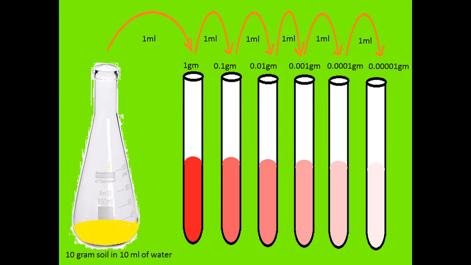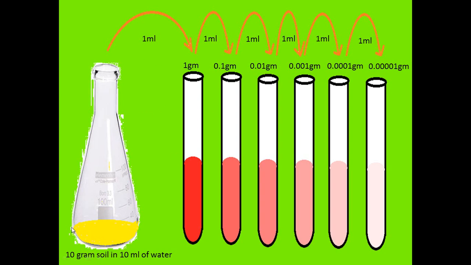So in the serial dilutions you will be taking a conical flask and a series of test tubes. What you do is that from the conical flask you will transfer 1 ml of the sample to the first test tube, and from the first test tube we will transfer into the second test tube, and from the second test tube we will transfer to the third test tube, and so on. So this is the procedure for the serial dilution.